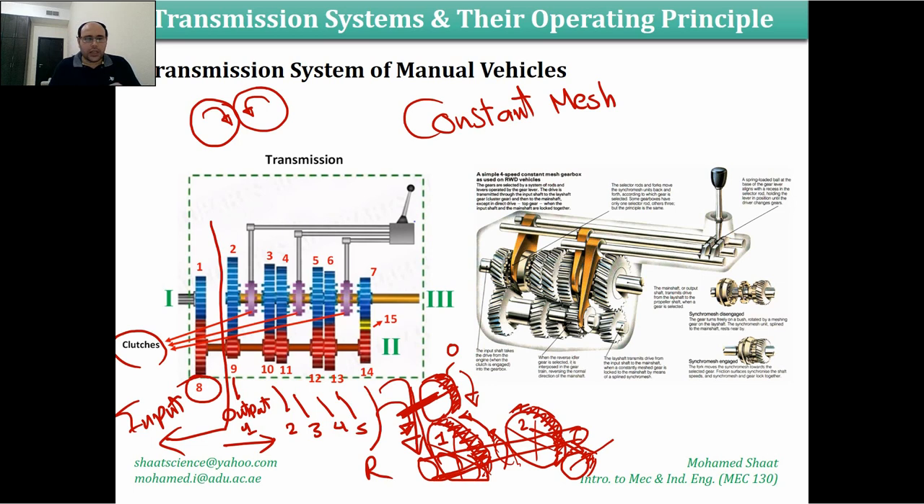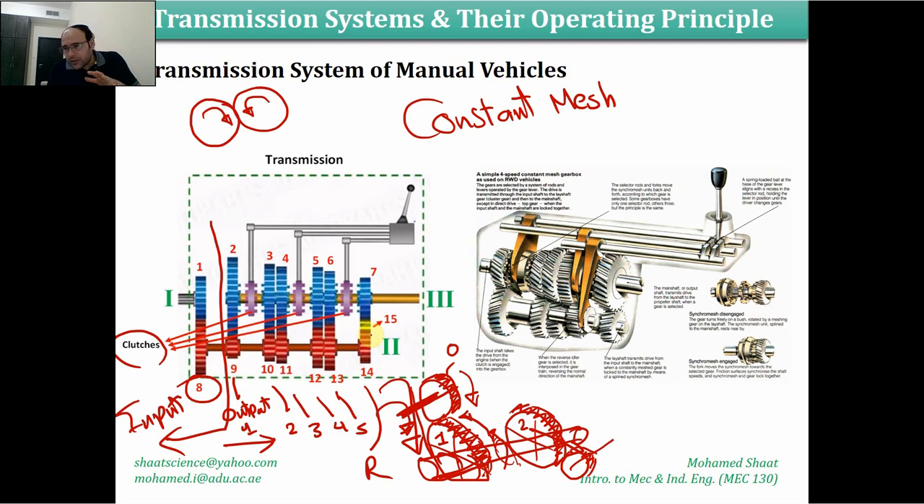So as you can see, 9 is meshed to 2. So 9 rotates and 2 rotates in the direction opposite to 9. And 10 and 3 rotate opposite to each other. And 4 is opposite to 11. 5 is opposite to 12. 6 is opposite to 13. But 7 is opposite to 15. And 15 is opposite to 14. It means that 14 and 7 are rotating in the same direction. That's why we are adding a third gear in the middle.